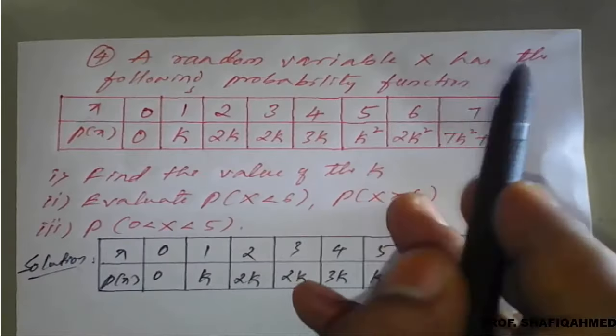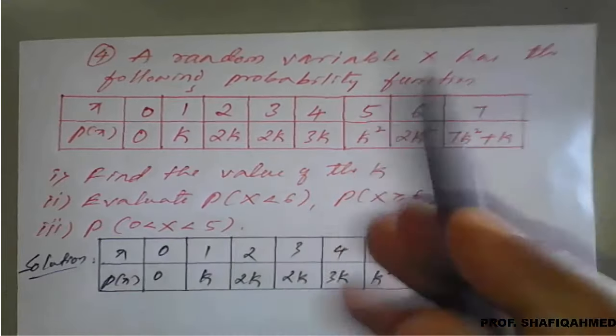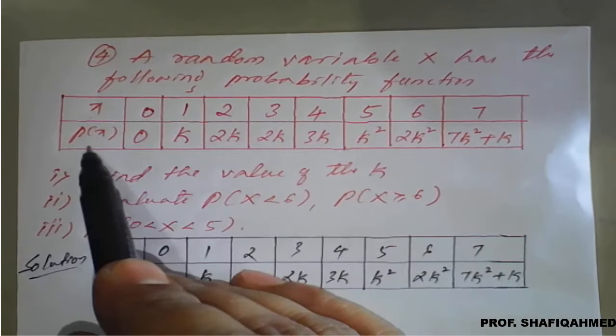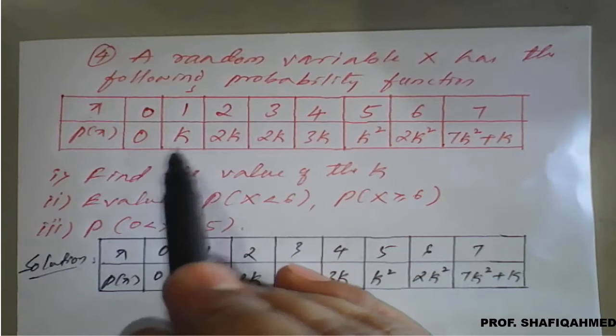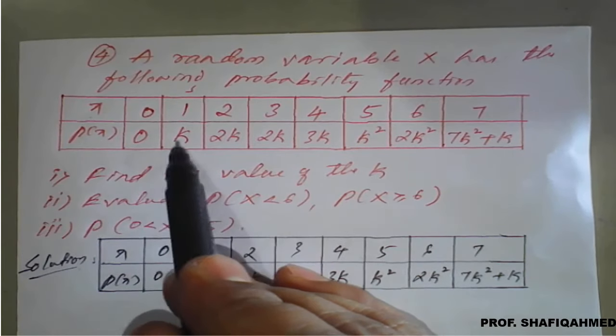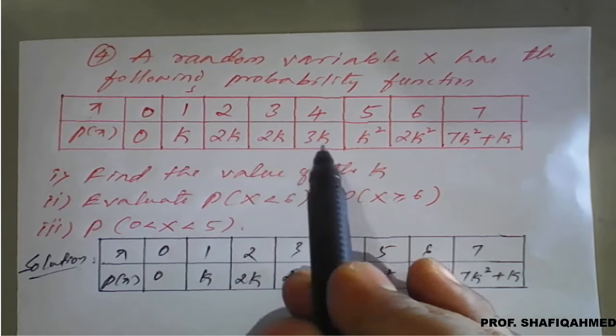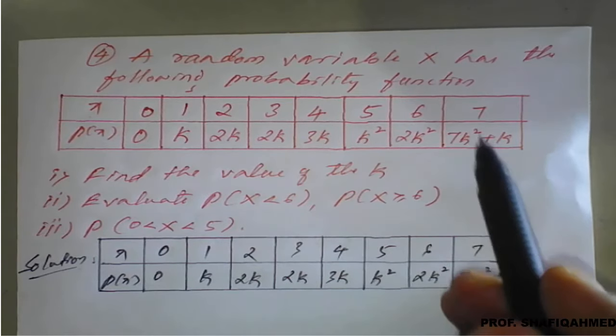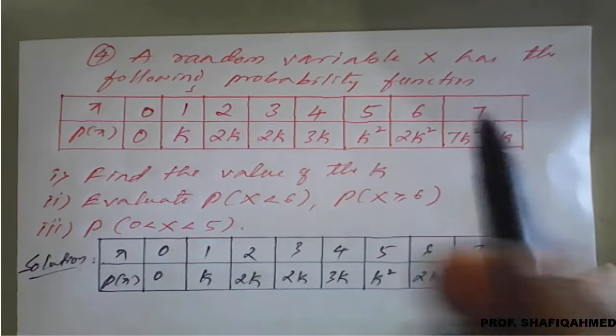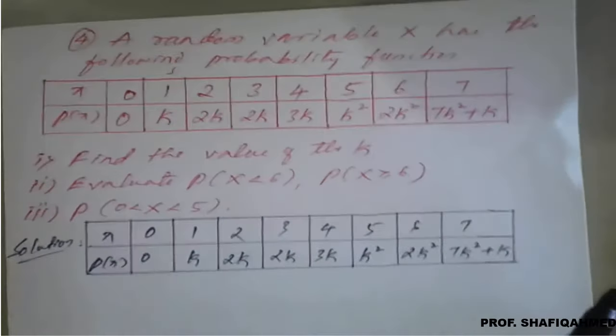A random variable x has the following probability function. They have given the x values and p of x values in terms of k, but here the value of k is a little bit different. So k, 2k, 2k, 3k, k square, 2k square, and 7k square plus k are coming, but the procedure is the same as we followed in the previous example.